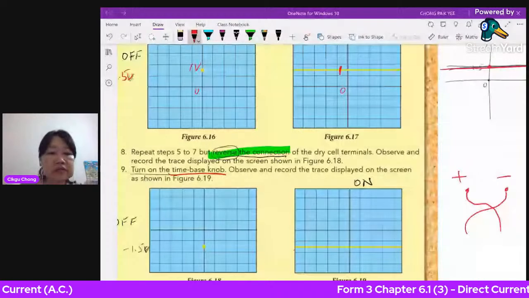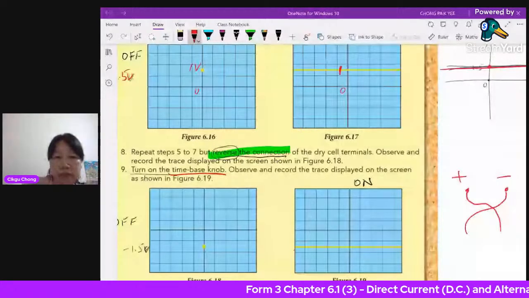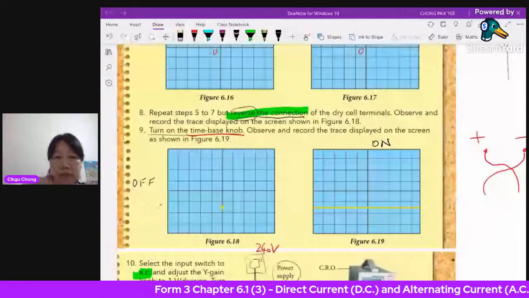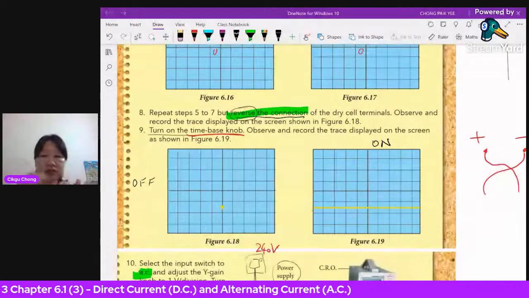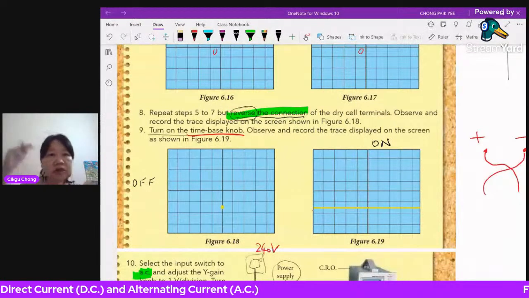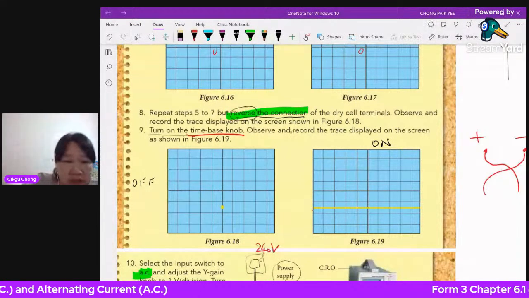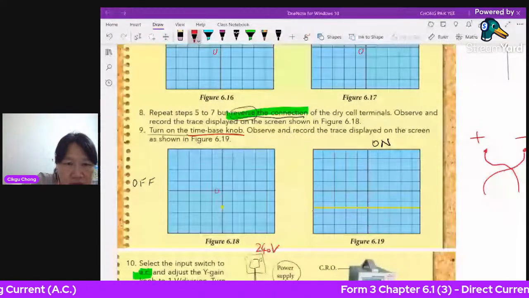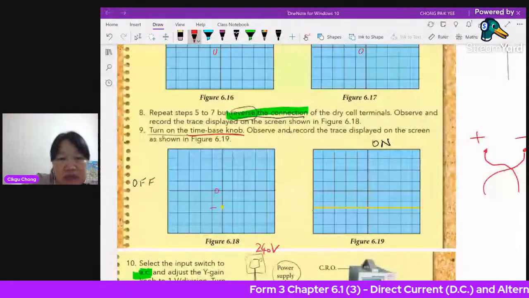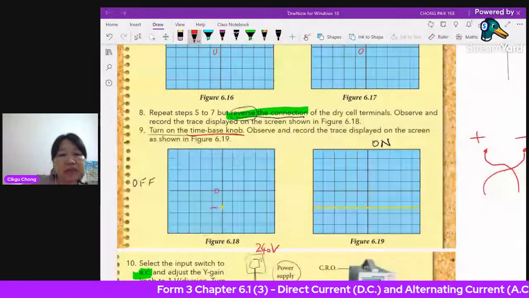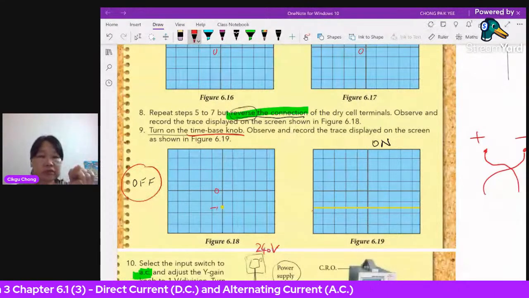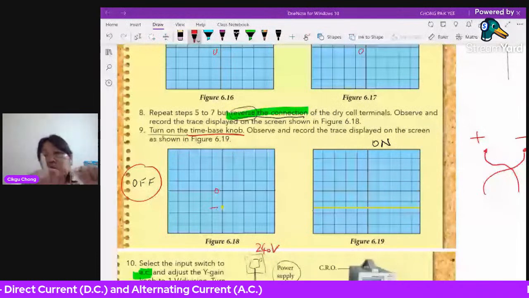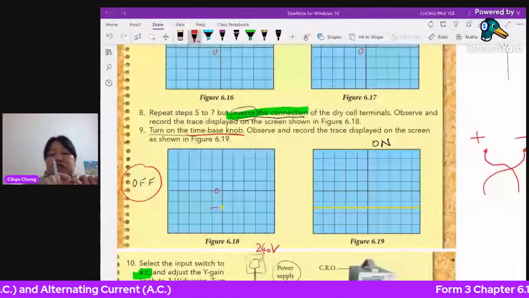You will see now, if you switch on to 1 volt, not 1.5, I think the question says 1 volt, it goes to the negative already because you already switched the direction. Just now positive, now it becomes negative. So now you see it goes down. This is zero. Anything below your zero is negative, so this is negative 1. And the time-based knob is off. When it's off, that means it's 1 dot only. Always remember that. You did not pull the line, you did not extend the dot there.